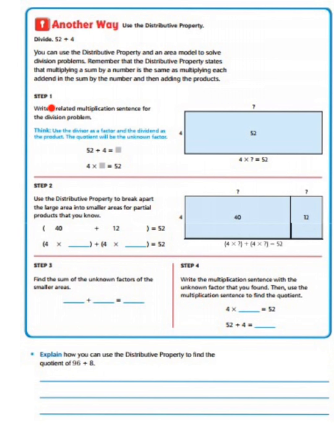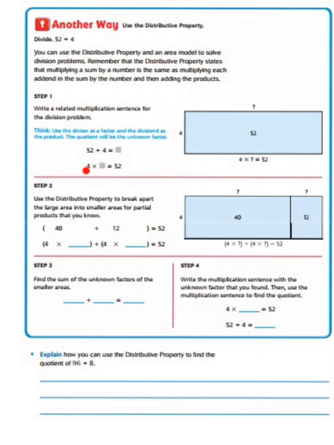So, let's begin with step 1. It says to write a related multiplication sentence for the division problems. So let's think to ourselves. Use the divisor as a factor and the dividend as the product. The quotient will be the unknown factor. So we start with our dividend of 52 divided by our divisor of 4 equals what?